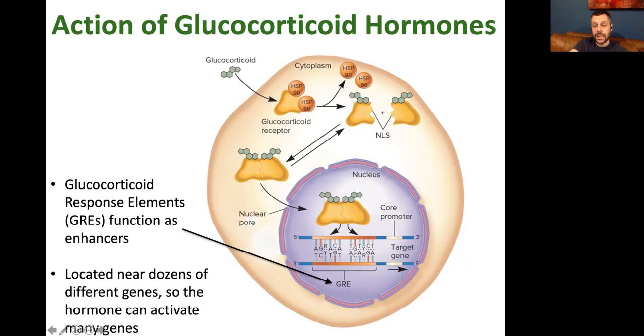So here it is binding a specific DNA sequence next to the core promoter of a target gene for this hormone, and it turns the gene on. Now, in this case, this response element, which is effectively an enhancer, has got a special name. It's called a glucocorticoid response element. And it's kind of cool. These GREs, these glucocorticoid response elements, are located all over your genome next to genes that need to be turned on by this hormone. And so this is a really cool way to do it, right?